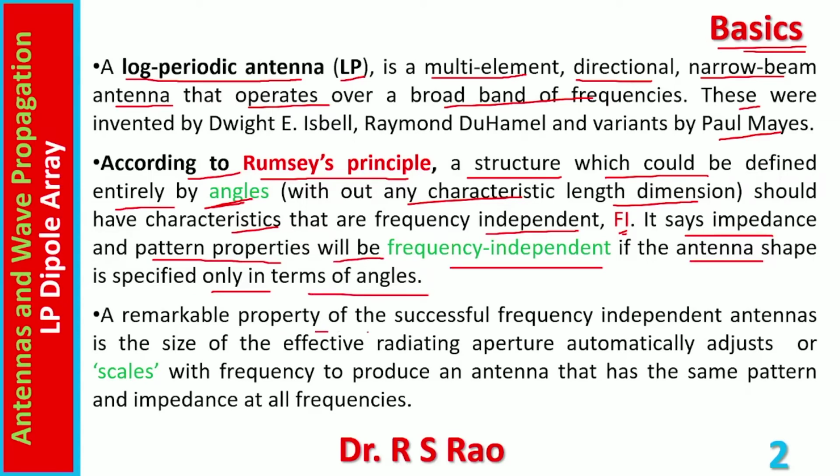A remarkable property of the successful frequency independent antennas is that the size of the effective radiating aperture automatically adjusts or scales with frequency to produce an antenna that has the same pattern and impedance at all frequencies. So scaling with frequency, adjusting with frequency, is an important property of these antennas.